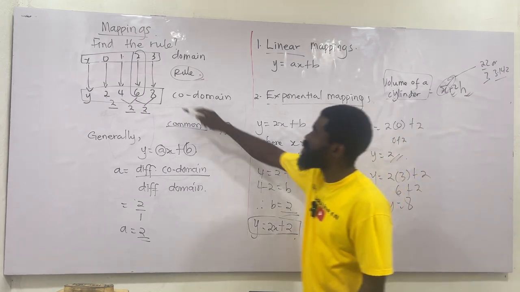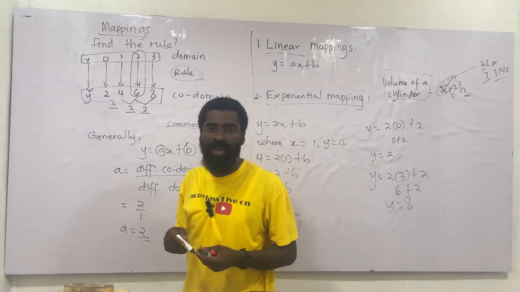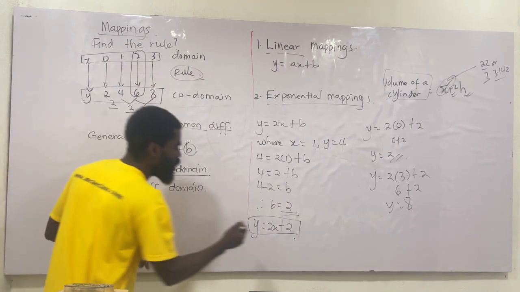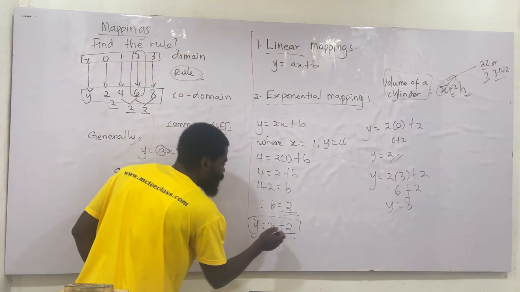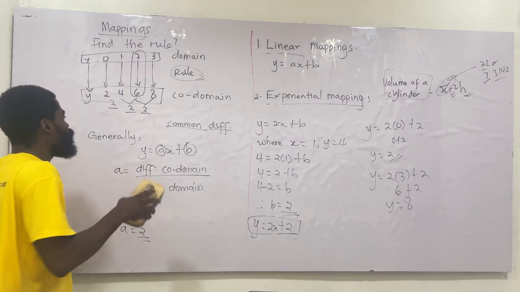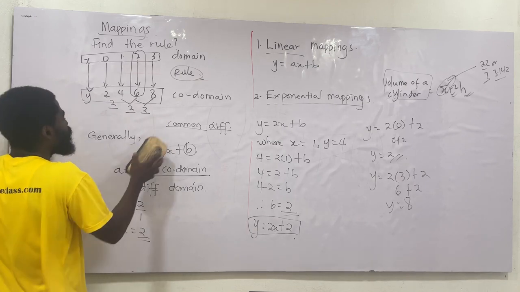I go back to check, and 3 maps onto 8. This tells me that the rule is correct. The rule is correct. So the rule for the mapping is y equals 2x plus 1. Everyone is obeying. Like we said earlier, all of them must obey the rule. I hope you are okay with this. That's how we find it.